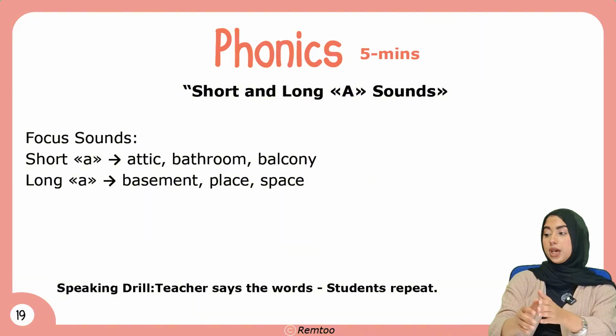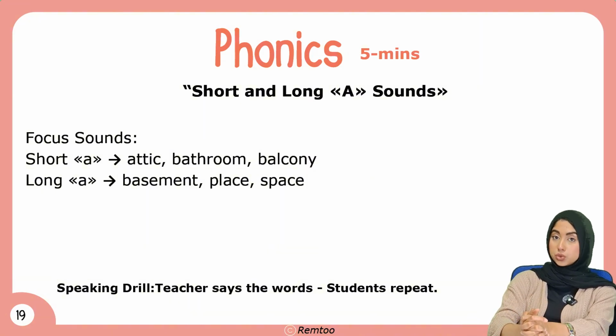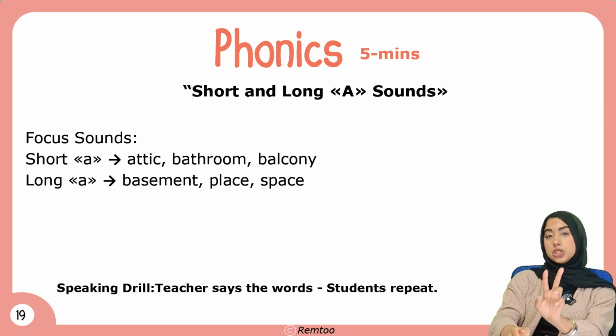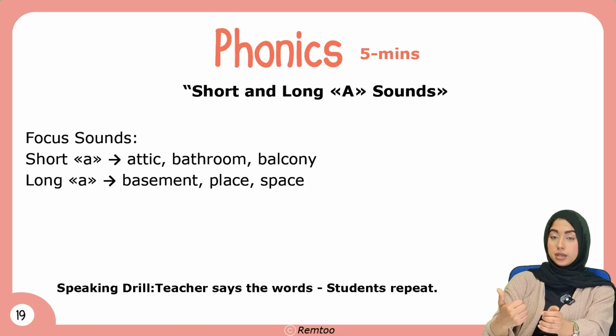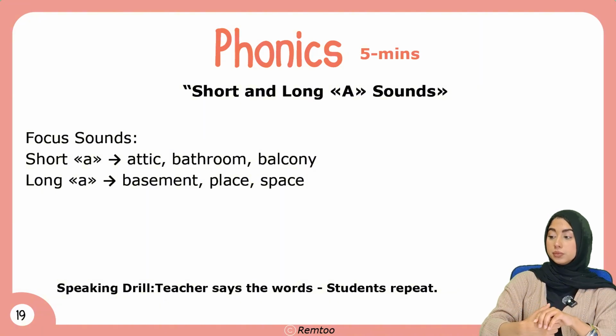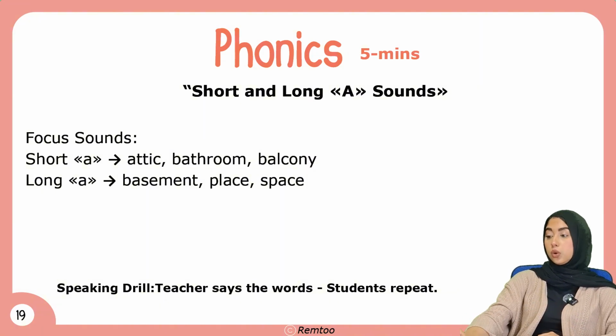So here in the phonics, we have another new sound, which is A. So A actually makes 2 different sounds. One of them is short, the other is longer or long. So the short one is pronounced as attic, bathroom, balcony. So it's all right? Attic, please repeat. Bathroom, balcony. Good job. Well, while the long one is A, basement, place, space. Yes, good job. Thank you.